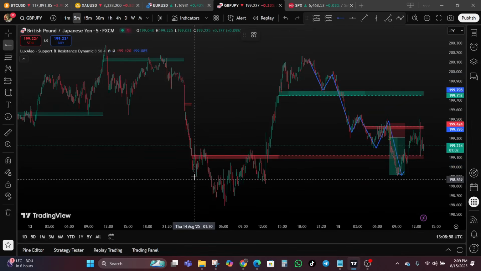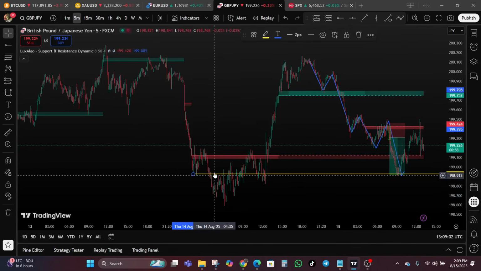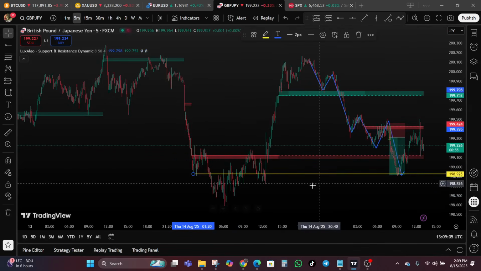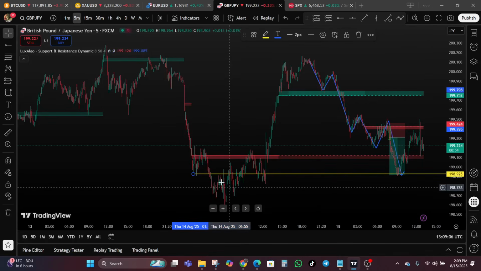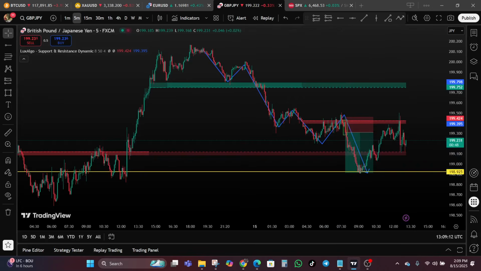Let's see, there was a rejection around here, right? Although here price dropped below it and was fluctuating and all of that. Okay, so you can actually target this next important zone for your take profit and make sure that you have a good risk to reward ratio.